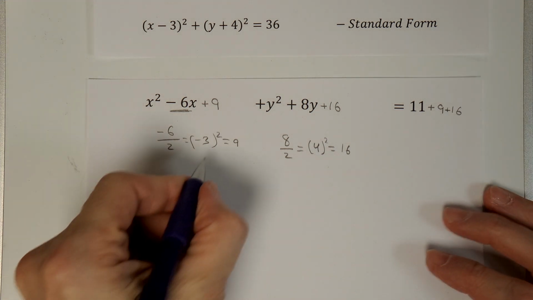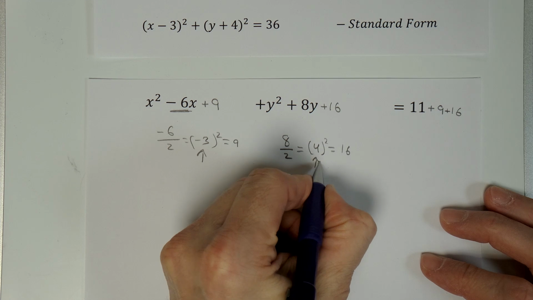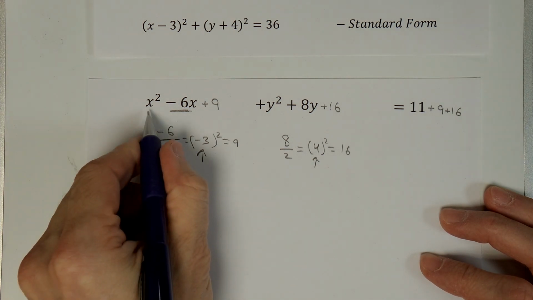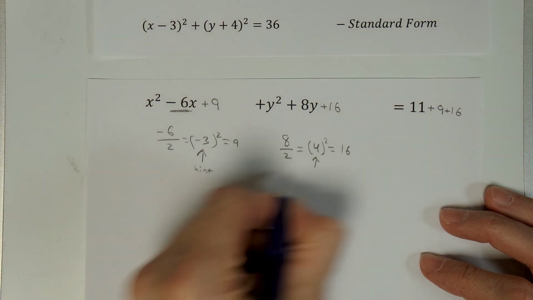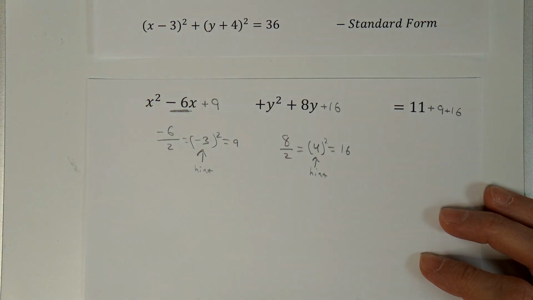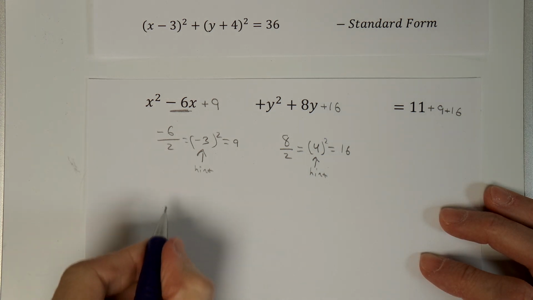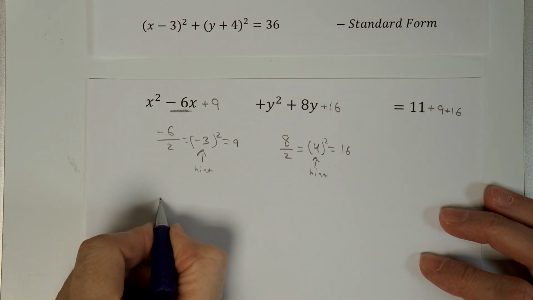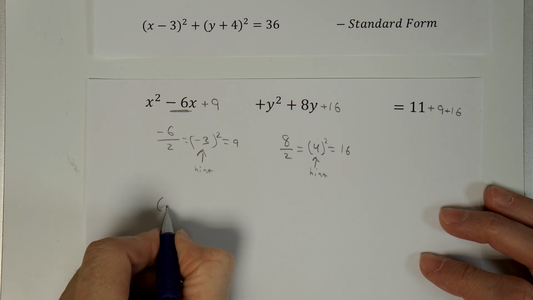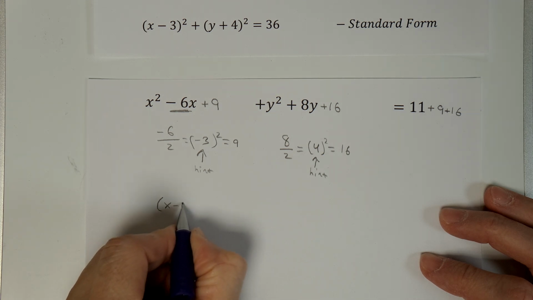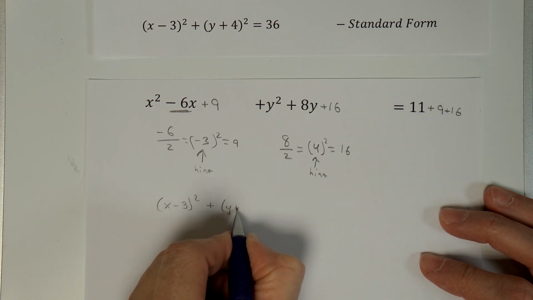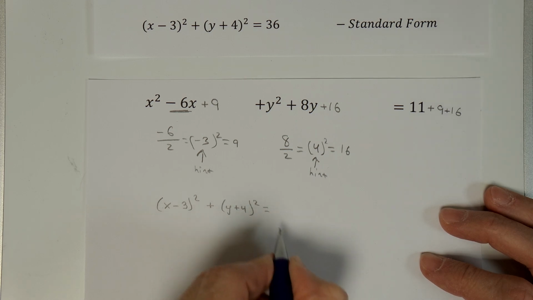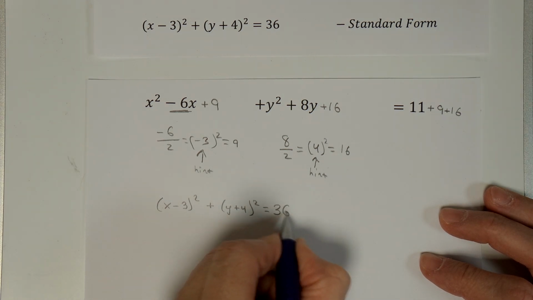So to write this problem in standard form, what we're going to do is we're going to factor both of those perfect square trinomials. And I'm not going to say more about that hint, but if you catch on, you can shortcut this. So the first perfect square trinomial factors into x subtract 3 squared. The second, the y's, factor into y plus 4 squared, and then this equals the right side of 36.